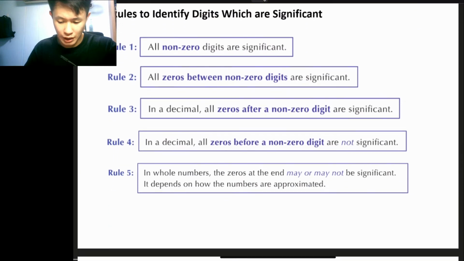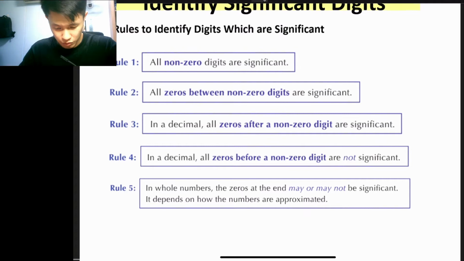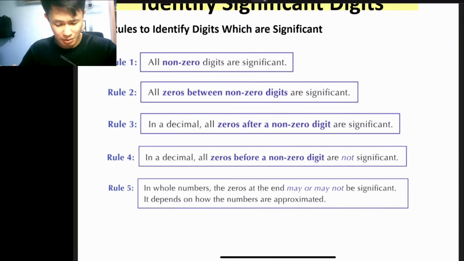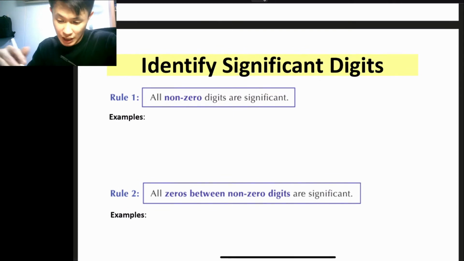So let's look at significant figures. There are 5 different rules. We'll look at all these rules, don't worry, in more detail with some examples, okay? So, rule number 1: all non-zero digits are significant.